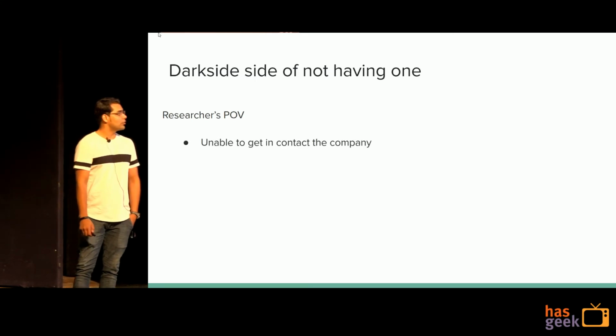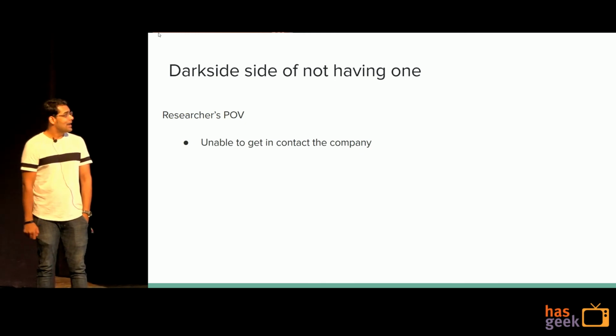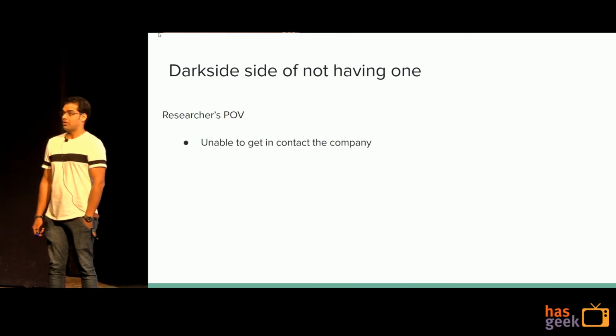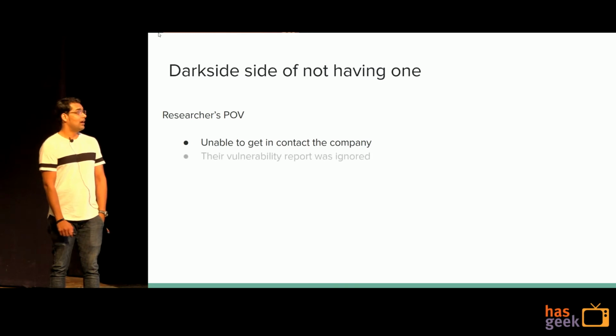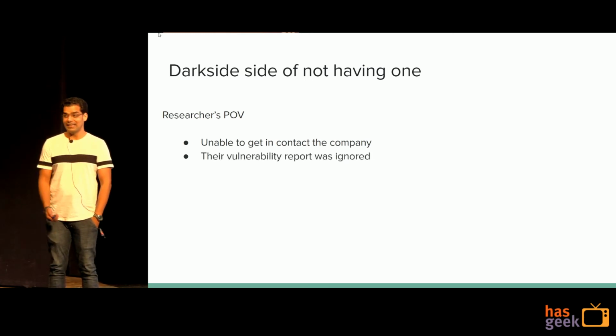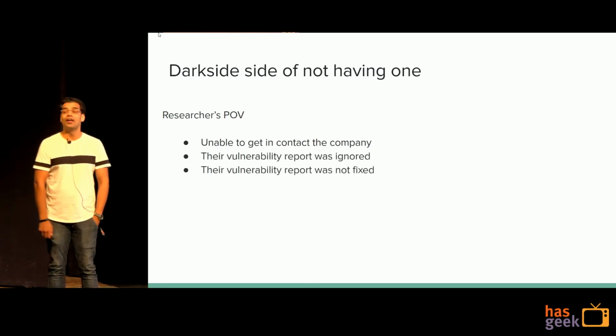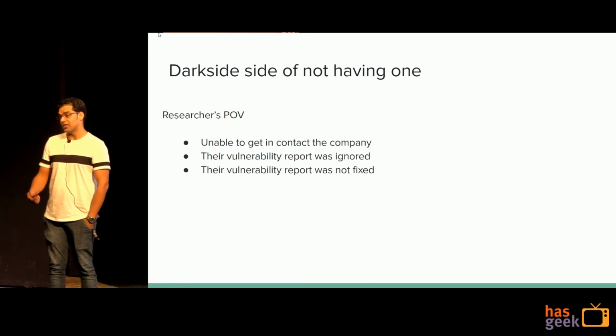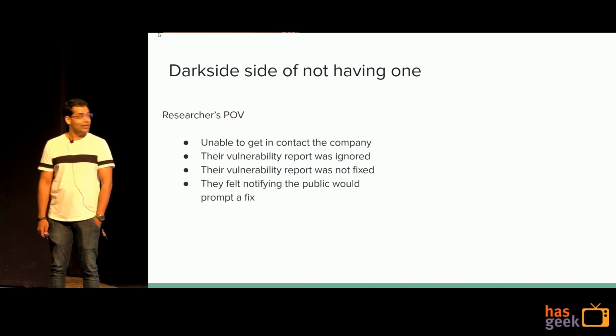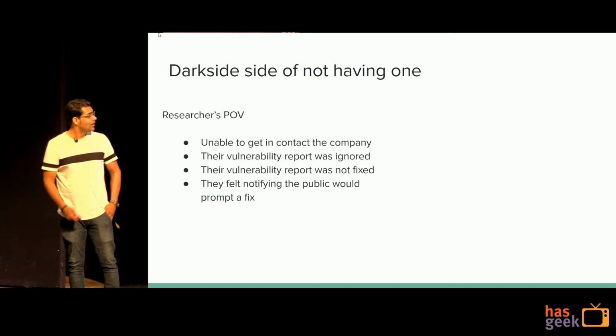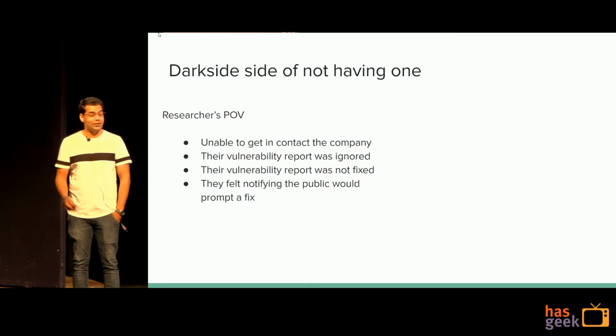From a researcher's point of view, they found something and they're not able to contact the right person in the company. It's a critical bug, and it's getting ignored, it's not getting fixed. So they think, because it's a critical bug, the right way to go about it is writing publicly about it, right?